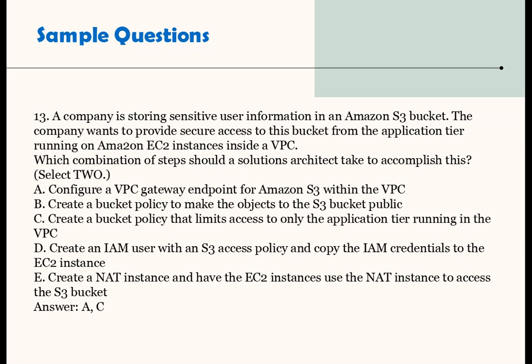B. Create a bucket policy to make the objects in the S3 bucket public. C. Create a bucket policy that limits access to only the application tier running in the VPC. D. Create an IAM user with an S3 access policy and copy the IAM credentials to the EC2 instance. E. Create a NAT instance and have the EC2 instances use the NAT instance to access the S3 bucket. Answer: A, C.